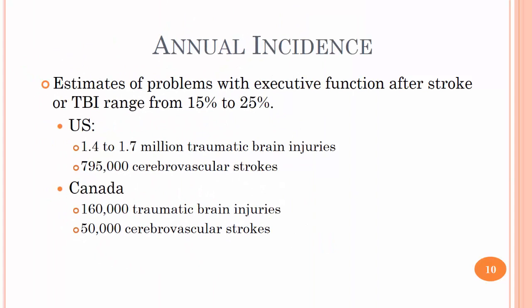Another approach to the annual incidence of executive dysfunction is to take a look at the estimate of problems with executive function after a stroke or TBI, which most people agree ranges from 15% to 25%. Now, in the United States, there are 1.4 million to 1.7 million traumatic brain injuries every year. There are about 800,000 cerebrovascular strokes every year. In Canada, the estimate is about 160,000 traumatic brain injuries each year and about 50,000 cerebrovascular strokes.